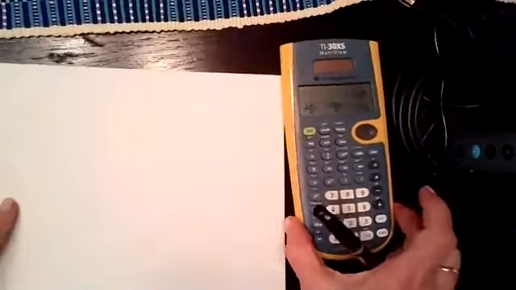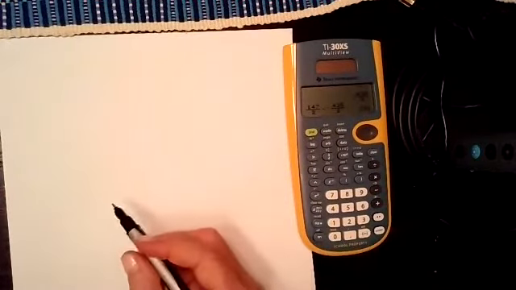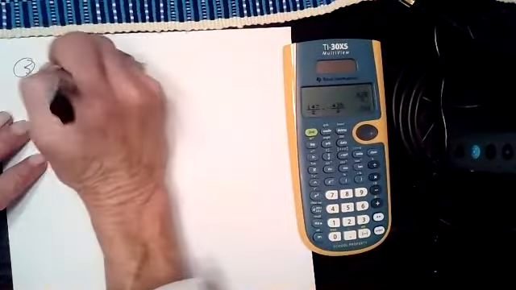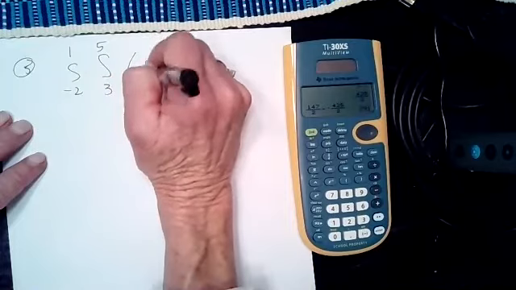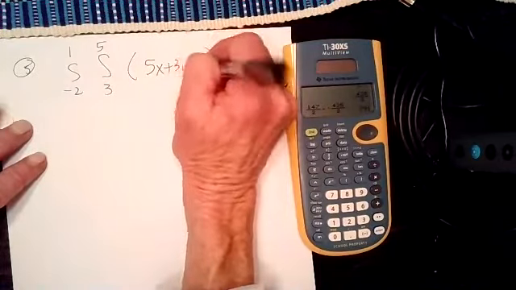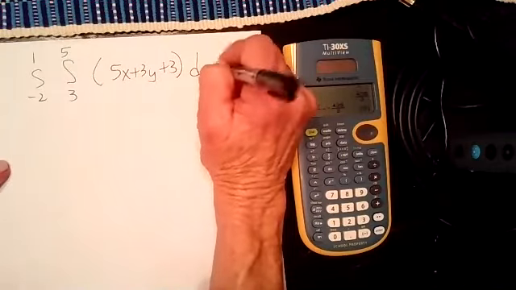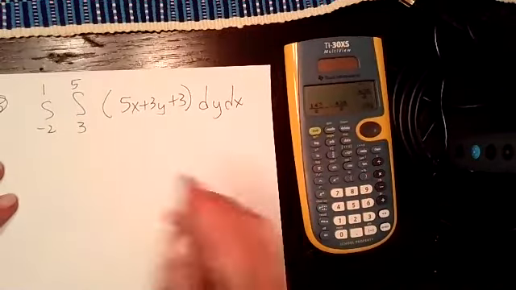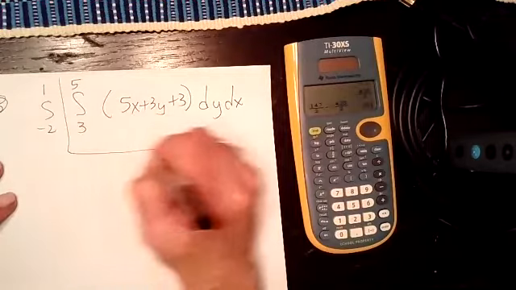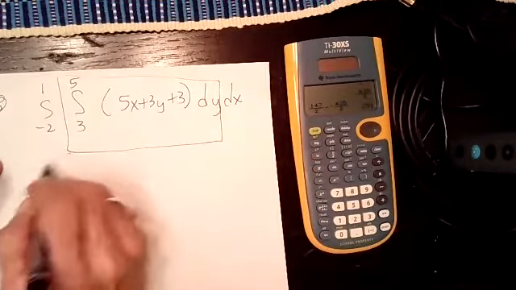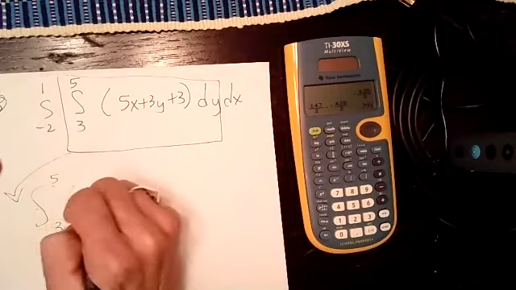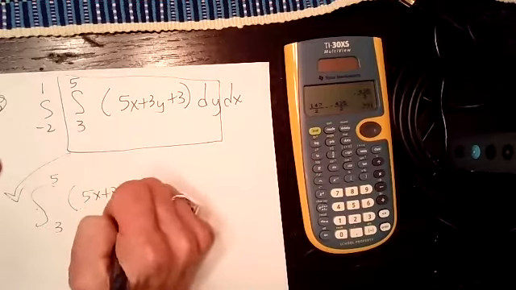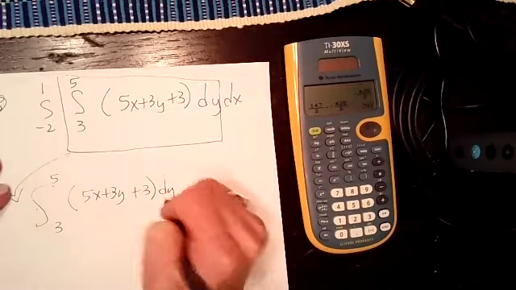And then we're going to talk about number 3, which is a fraction, which is much easier than these, but I'm going to talk about it for a minute. So I want to end on it. This is the integral from -2 to 1 and from 3 to 5 of 5x plus 3y plus 3, and I'm integrating dy dx. So I'm going to make a rectangle about my inside. I'm going to figure out the integral from 3 to 5 of 5x plus 3y plus 3 with respect to y. So what is that telling me?